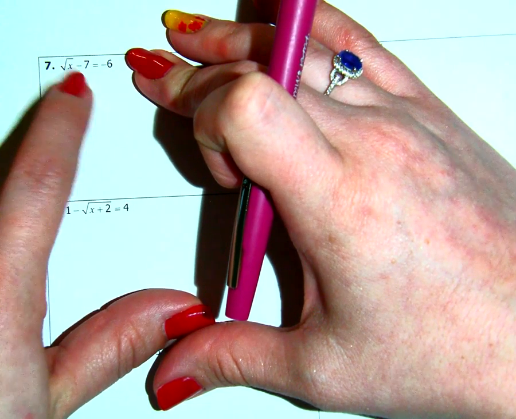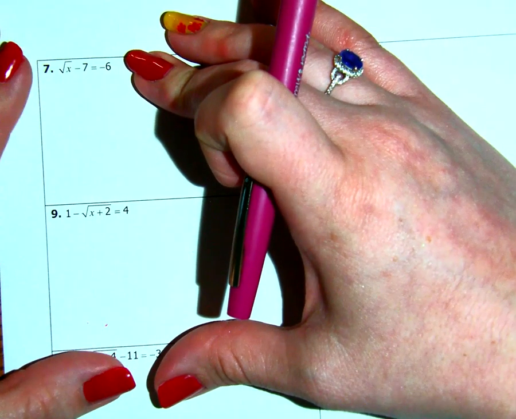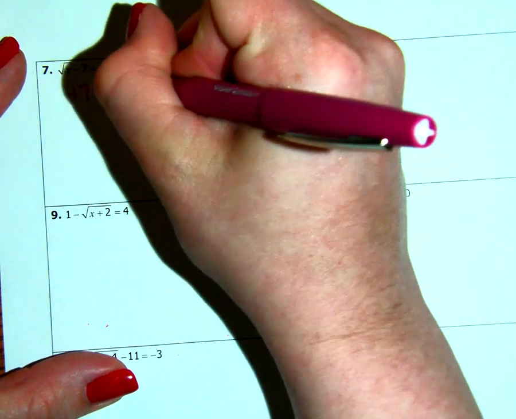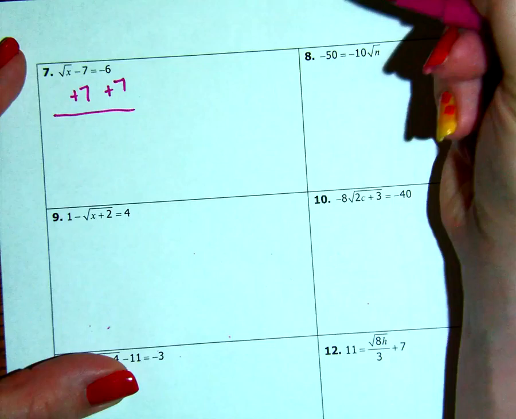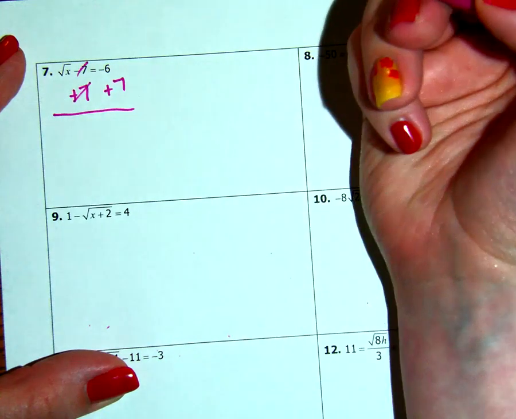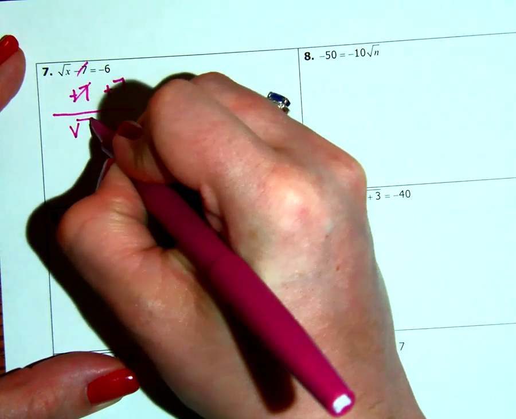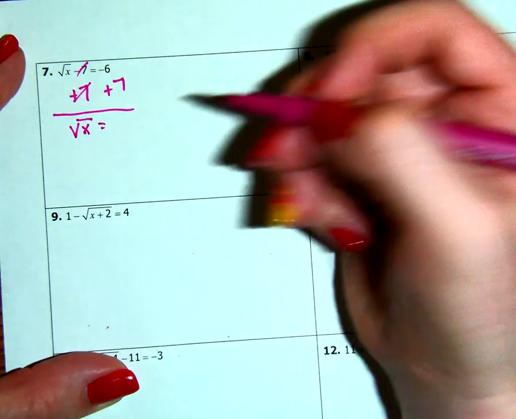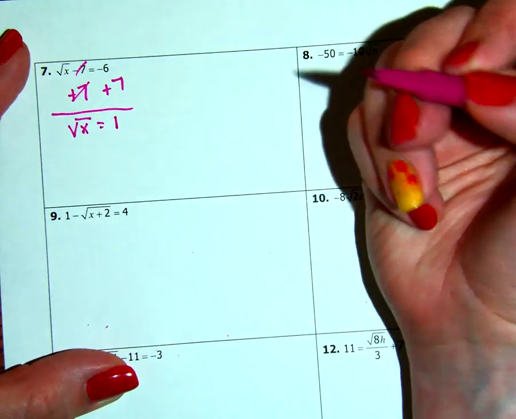So how am I going to eliminate that 7 that's sitting right there? Okay, I'm going to do the opposite, which means I have to add it. And if I add it to one side, I have to add it to the other. So that is going to get rid of that negative 7 sitting there. Then I'm just going to drop down that square root of x. Negative 6 plus 7, that gives me a positive 1.